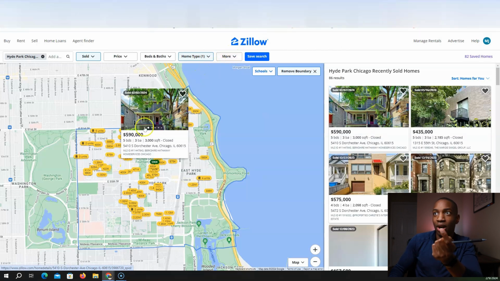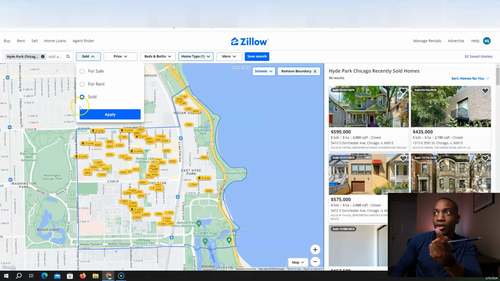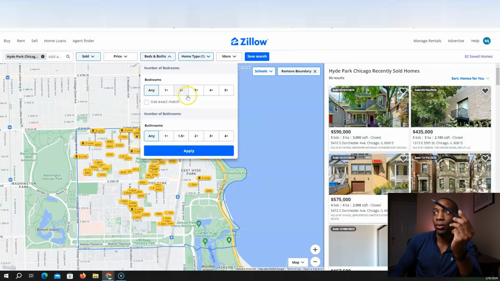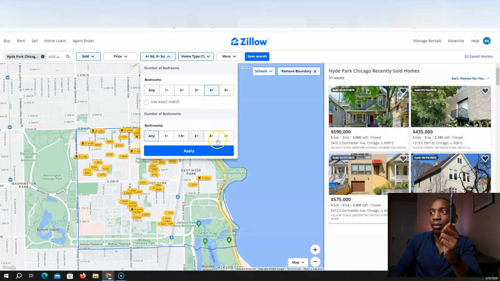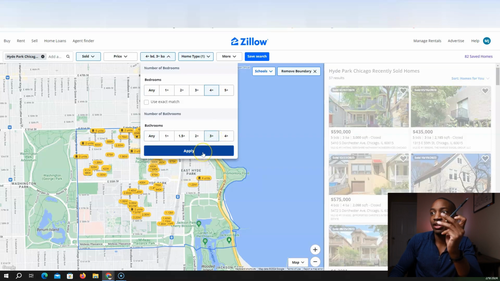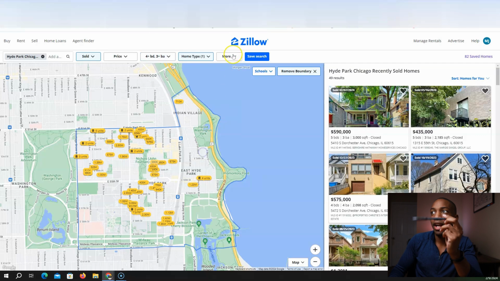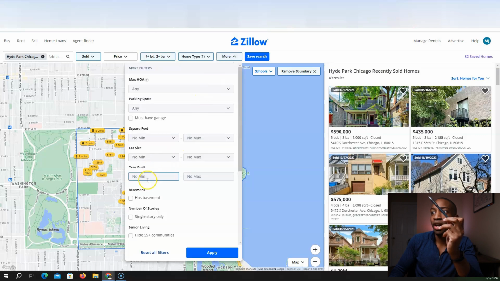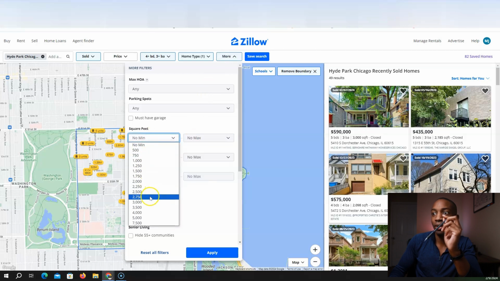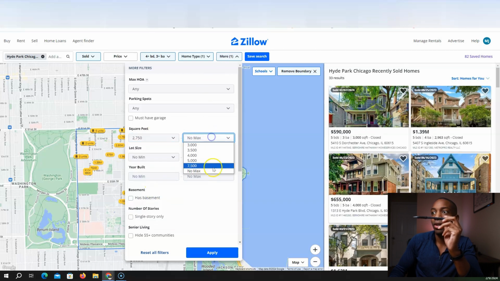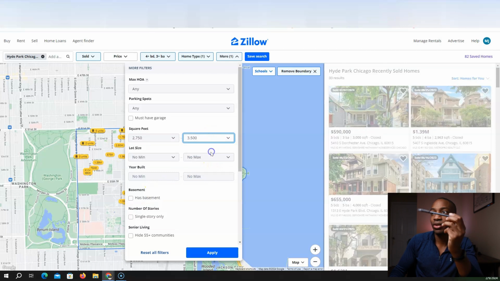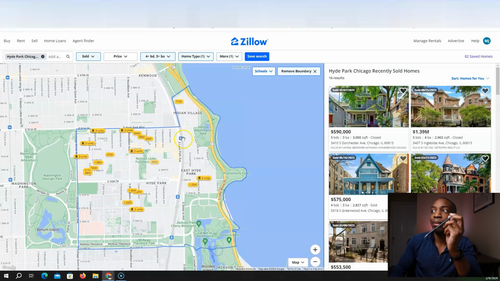So I would look at sold properties right here on Zillow. Just go to sold, and you can go 4 beds, because 4 or 5 beds, they're essentially the same. It doesn't have to be exact. So I'll go 4 actually. And then I'll put 3 baths, and then I'll apply. Then I go down here, I go to more, and the minimum square footage is 3,000. So I want to look for properties at least 2,750 and a max of, let's say, 3,500. And look at those type of properties.